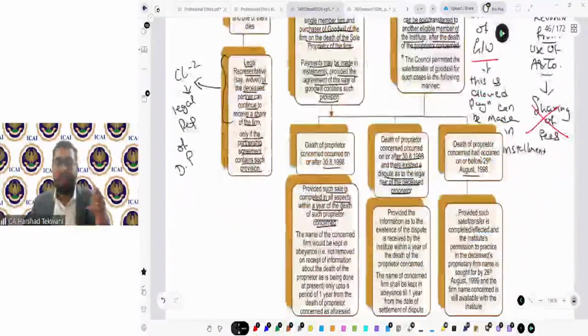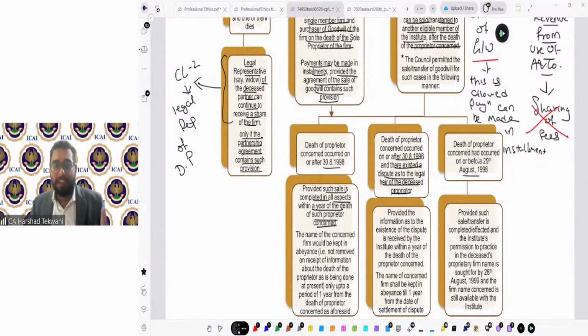Like if there is a dispute, then that dispute is required to be shared with the institute. Information of that dispute is required to be shared with the institute within 1 year of the death of the proprietor concerned, and the name will be kept in abeyance till 1 year from the date of settlement of the dispute. Okay, so the name will be kept in abeyance for 1 year from the date of settlement.